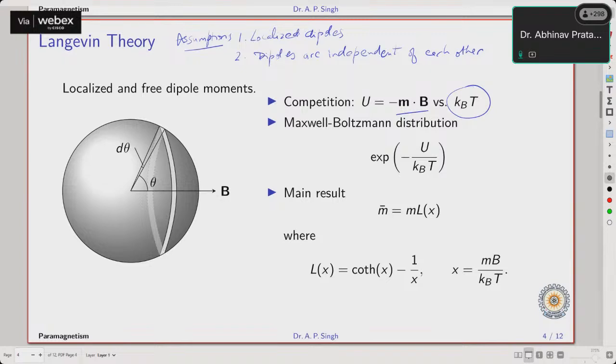So how do we calculate the average value of magnetization? That is what Langevin theory is about. So let us see how we can do this.